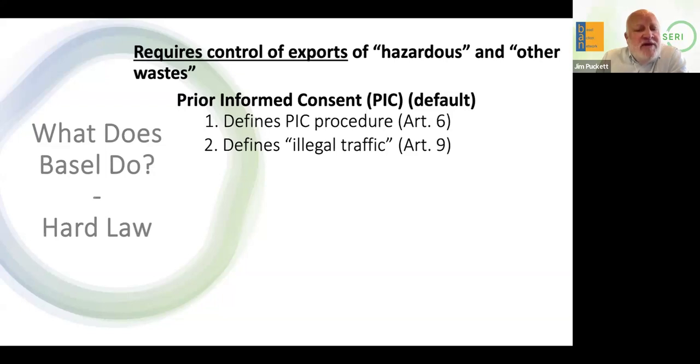They also define when you don't do PIC right, that's illegal traffic. That's defined in Article 9, and illegal traffic is meant to be a criminal act according to the convention.